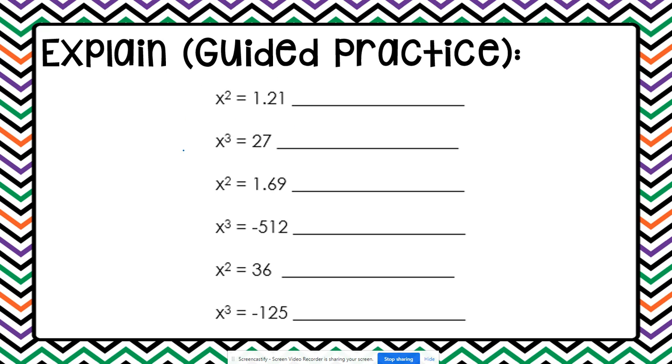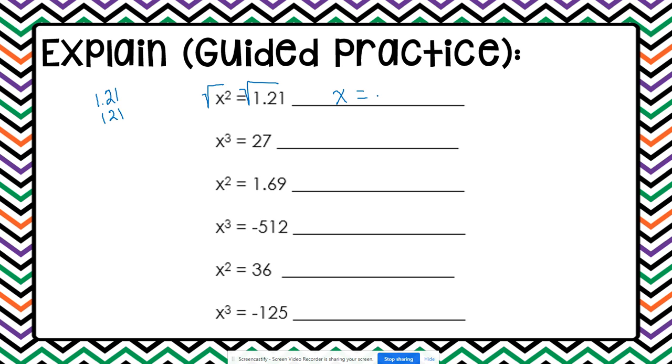Now, we can do some practice with this. If I have x to the second power and I know that it equals 1.21, to figure out what x equals, I would need to get x by itself, so I would take the square root of both sides. That would leave me with x equals, and I know that this says 1.21, but if we think about 1.21 and think about perfect squares, that looks very similar to 121. Well, I know that 121 is a perfect square because 11 times 11 equals 121.